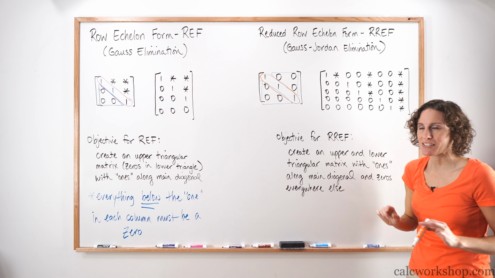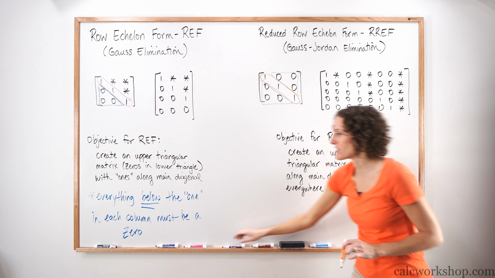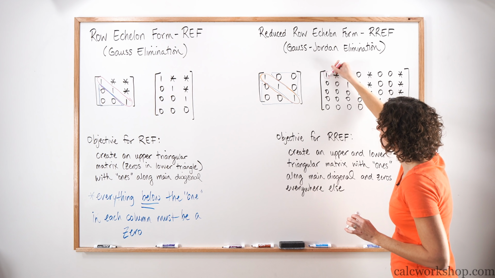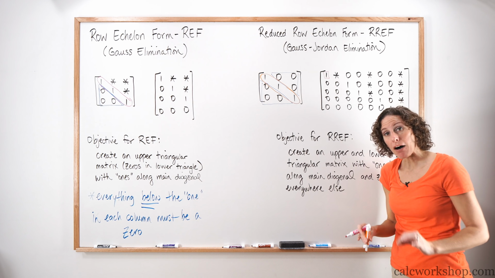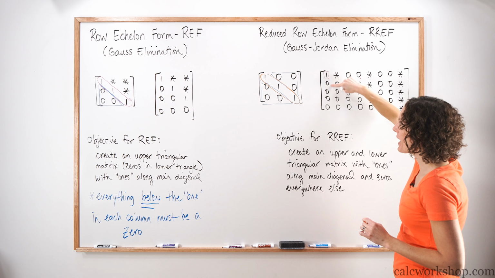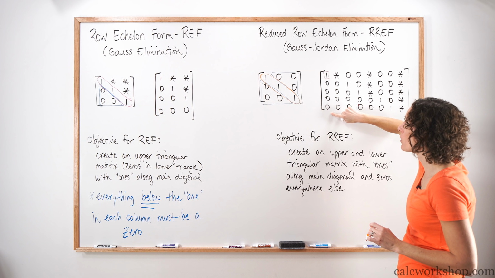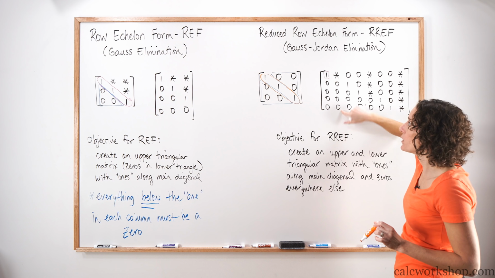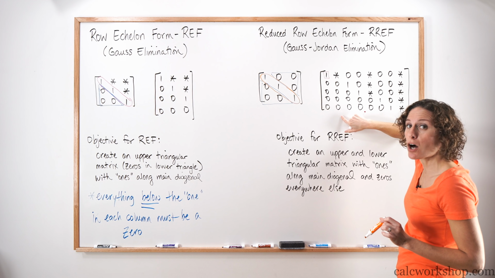But what's important is this. Everywhere we see a 1, so if you see this 1 right here, everything above and below it must be a 0. Well, there's nothing above it, but everything below has to be a 0. Look at the next column. Do you see a 1? I don't see a 1. So I couldn't care less what's in this column.